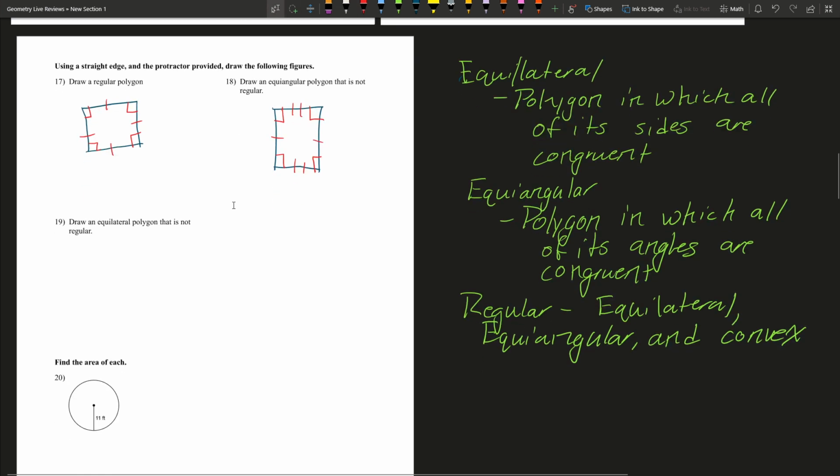And then an equilateral polygon that is not regular. So we need sides that are congruent but angles that are not. And the one I always go to is a parallelogram.